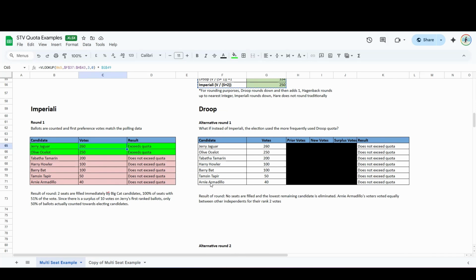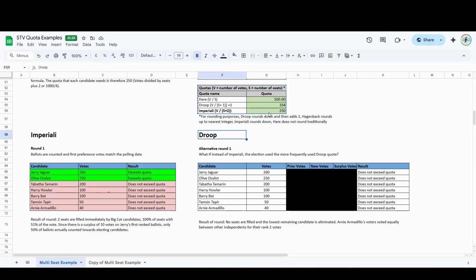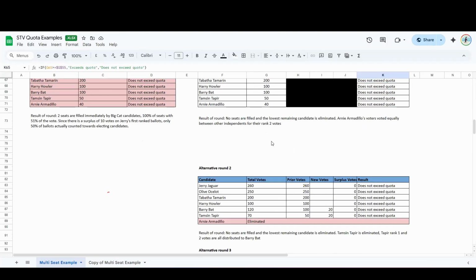So it's not particularly representative. But then if we go over to this side, we've got the same preferences and the same voting patterns using the Droop system. So under Droop, round 1, no one hit the quota. So we move on to the next round, and we eliminate Arnie Armadillo.